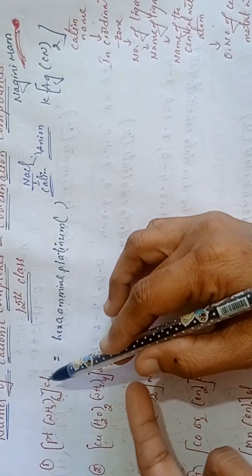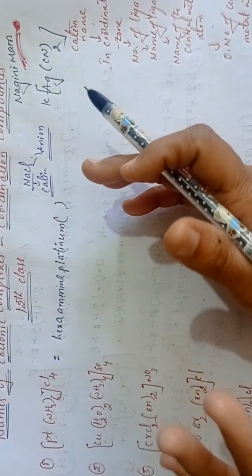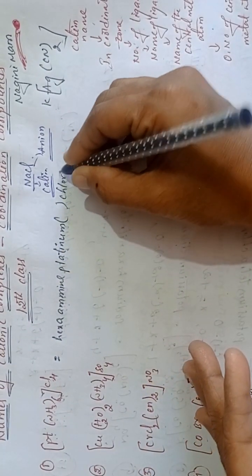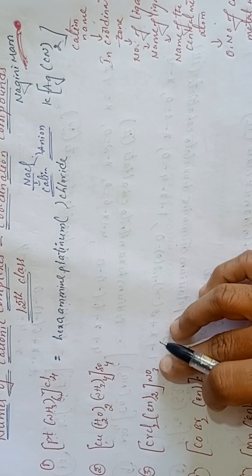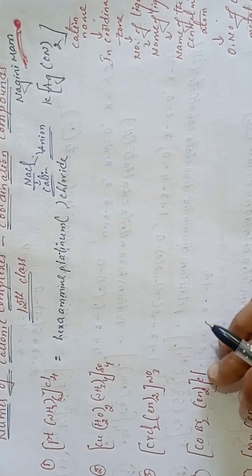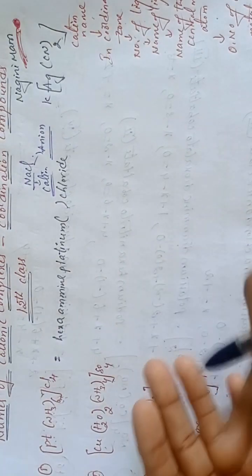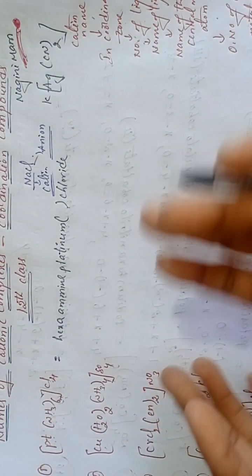Here 4 chlorines are there, but you should not write tetrachloride, just chloride you should write. Are you clear? Chloride. Chloride, sulfate, nitrate. You should not write how many there are, you just have to write the element name only. Chloride, sulfate, nitrate, that much only.